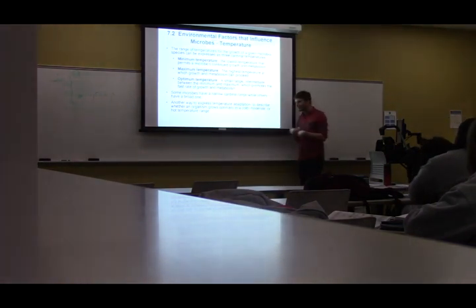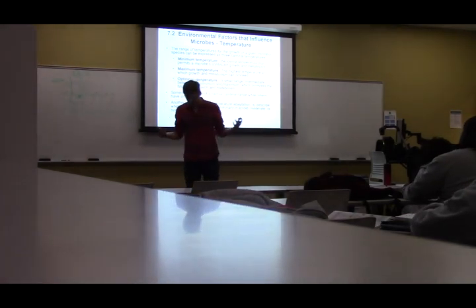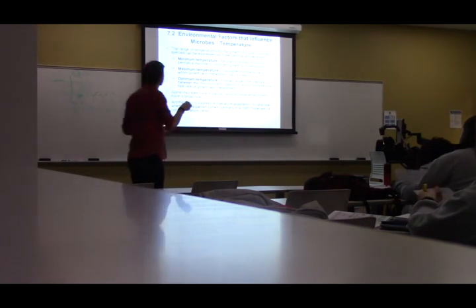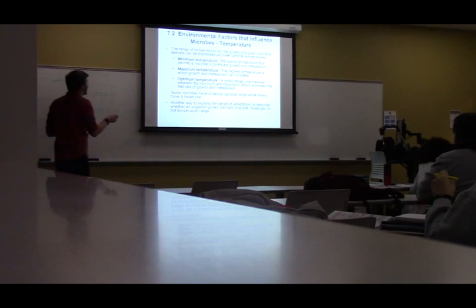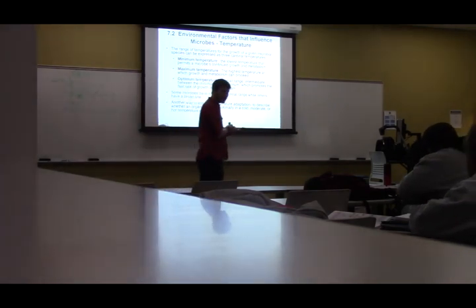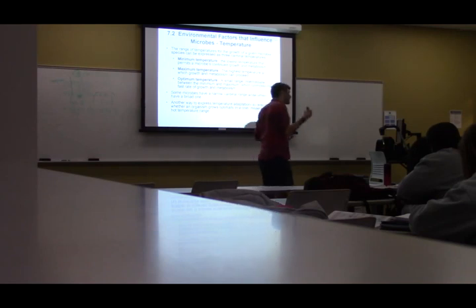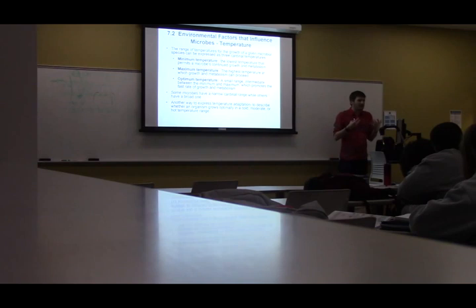Now let's talk about some of the other things required by the cell to survive, other than nutrients. First and foremost, we have temperature. With all organisms, there is a minimum, a maximum, and an optimum temperature. Minimum temperature is the lowest temperature the organism can grow. Maximum temperature is the highest temperature the organism can grow. And optimum temperature is its favorite temperature, the one where it grows the best.